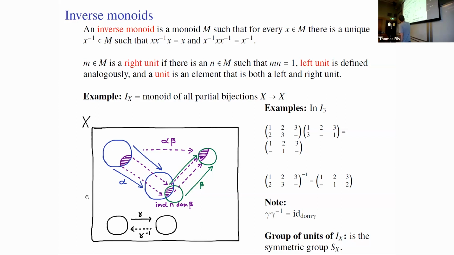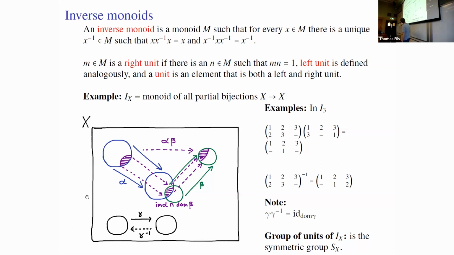But another thing you can do is you can take a set and you can look at bijections between subsets of that set. So these are partially defined maps. If you want to use group theory notation, this thing is a bijection from the subset 1, 2 to the subset 2, 3 that sends 1 to 2, 2 to 3, and 3 is undefined.